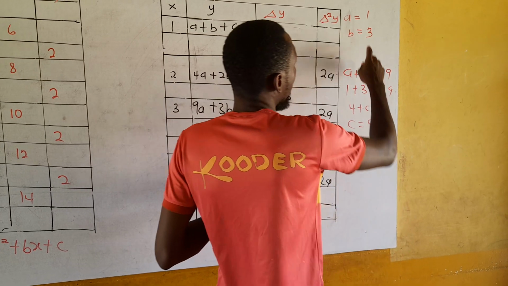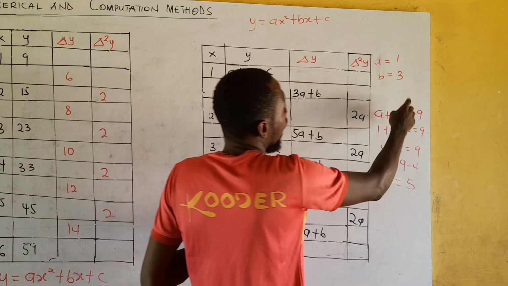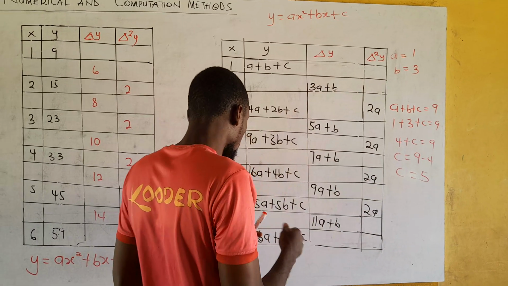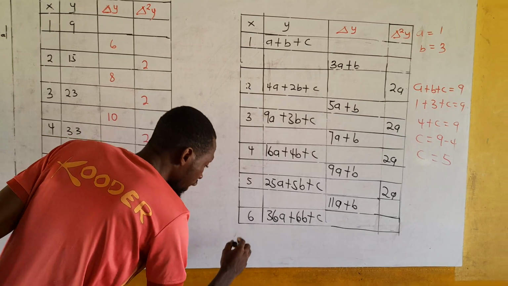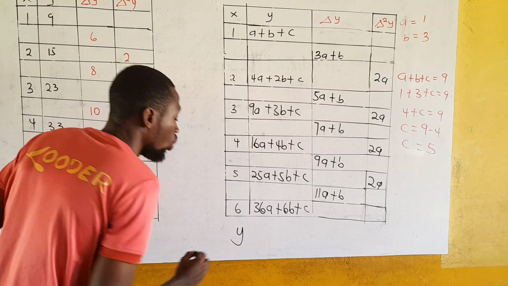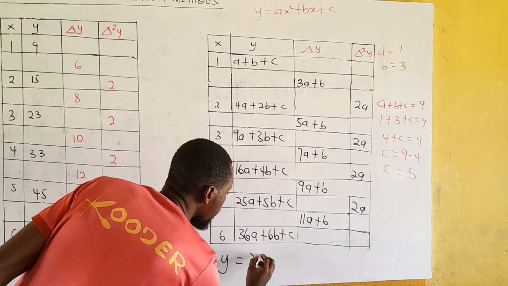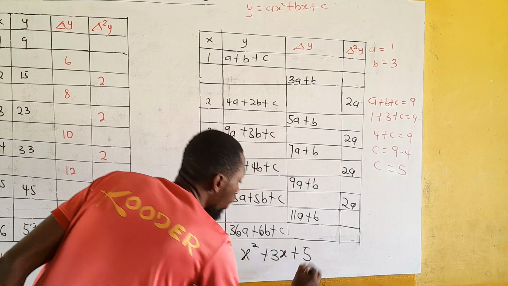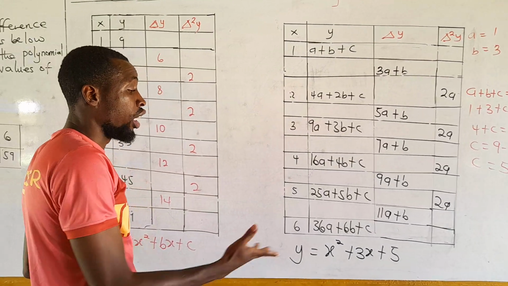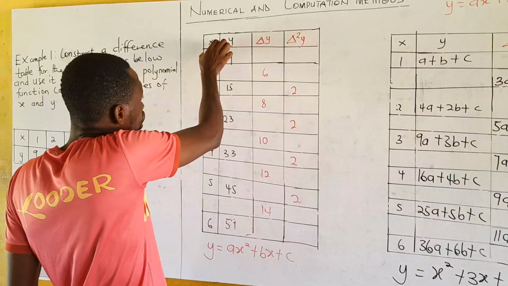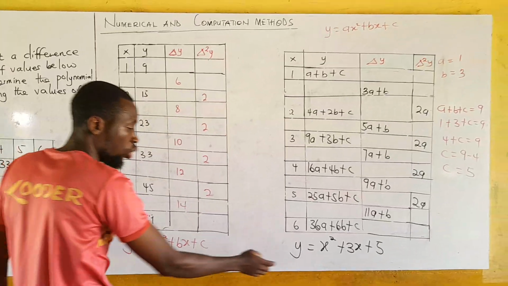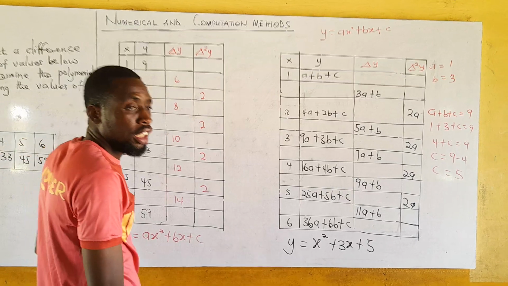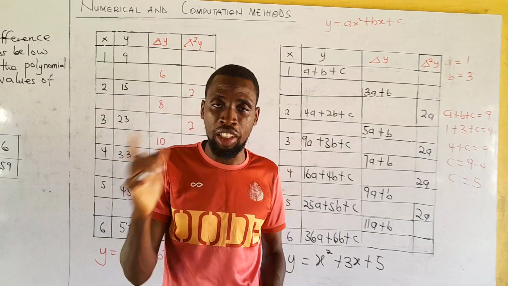So, we realize our a is 1, we substitute. Our b is 3, we substitute. And c is 5, we substitute. So, we can say that the polynomial function connecting x and y is y equal to x squared plus 3x, then plus 5. If you want to find out whether you are correct, you can substitute all the values of x here into this polynomial function. You will get their corresponding values for the y. That's very interesting. That's one power about the difference table.